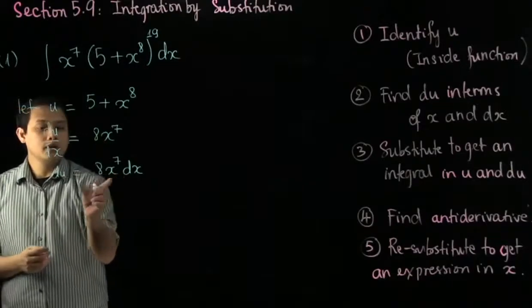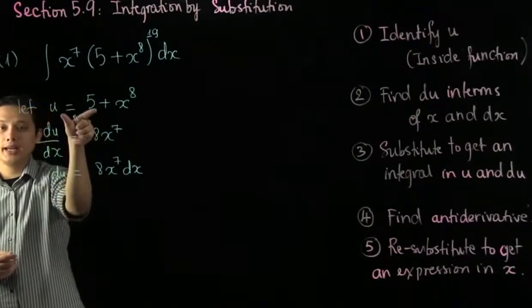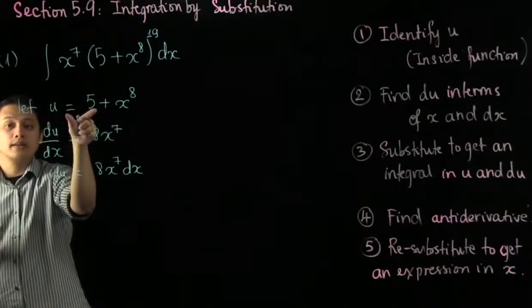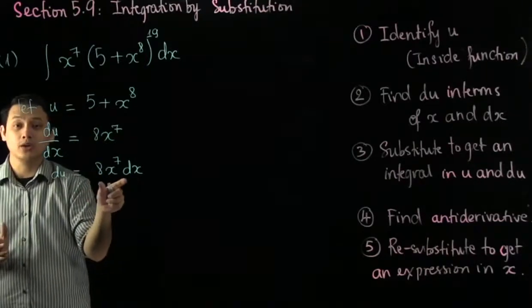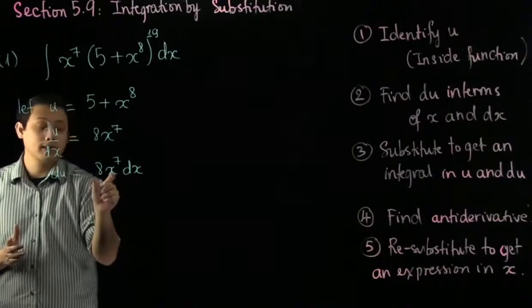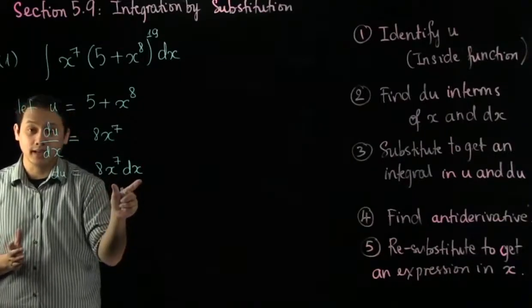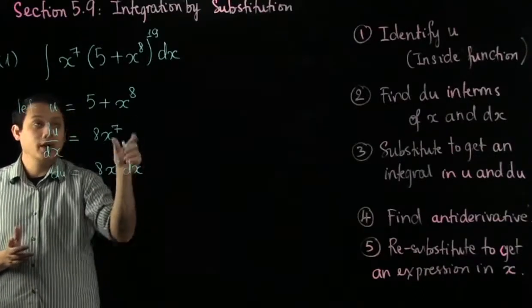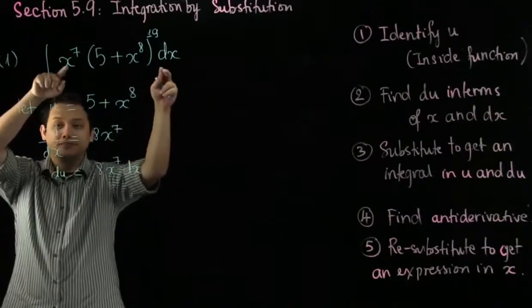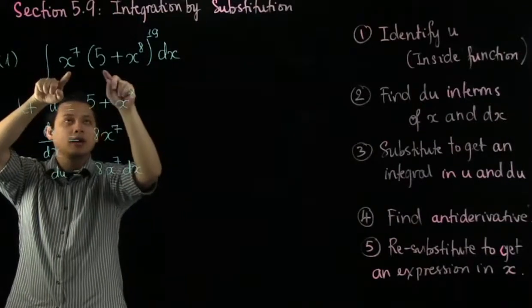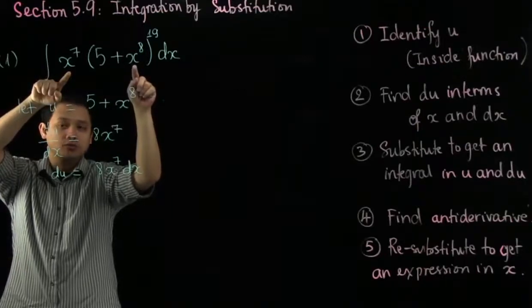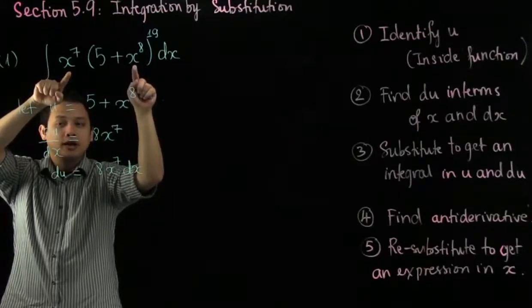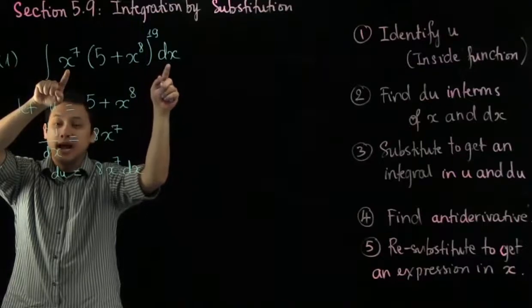You see here, you have something related to the inside function. You let it equal u, take the derivative, then you have du equal to 8 times x to the 7 dx. You go back and look at the original integral. You say, okay, the inside function is right here. I have that equal to u, that's good. But you're left with x to the 7 dx.